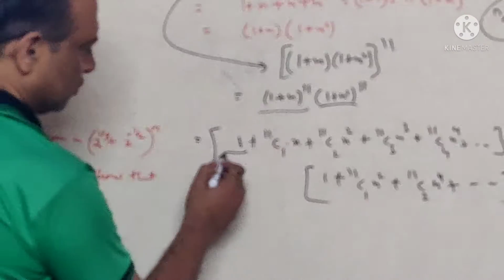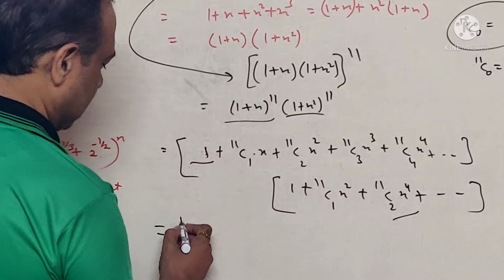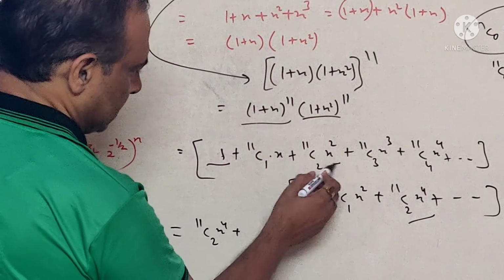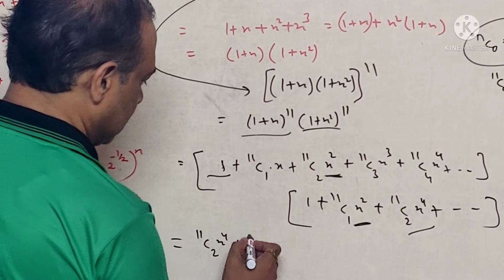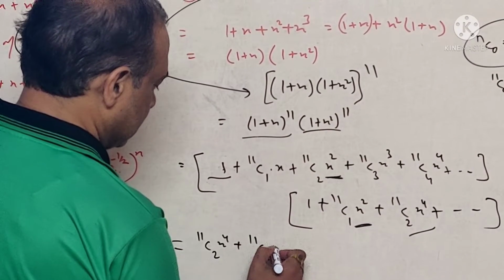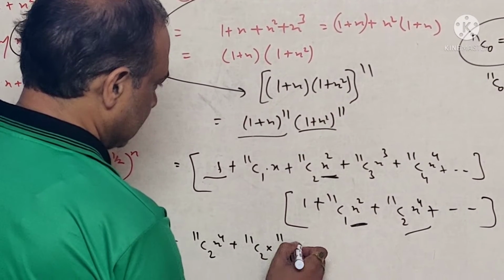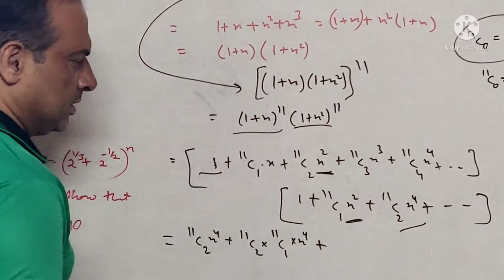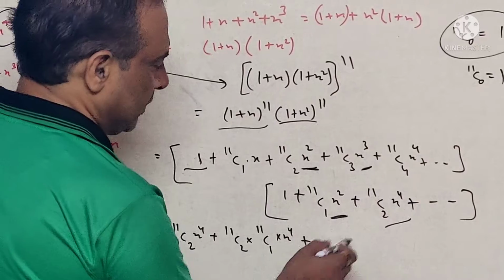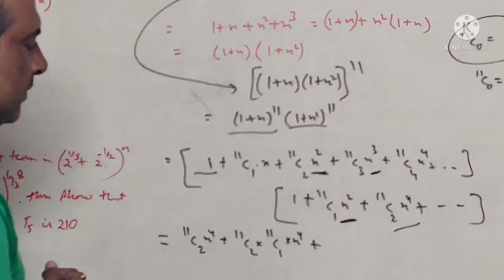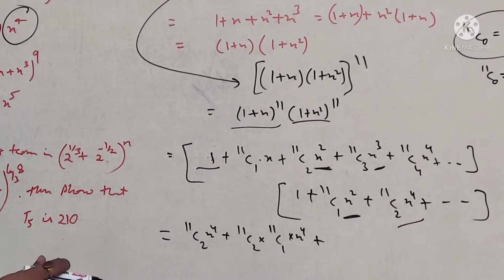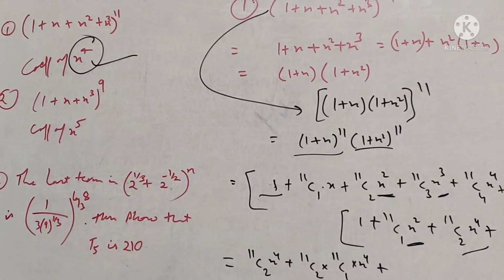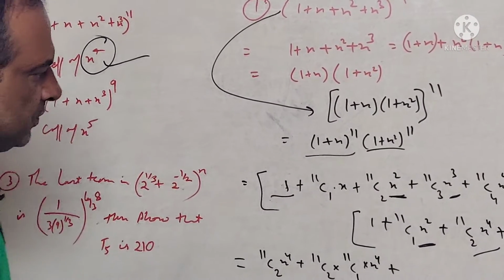When we multiply this one term with this term, you will have 11C2 x raised to power 4 plus, when this term is multiplied by this term, you will have 11C2 into 11C1 into x raised to power 4 plus, there is no need of x cube, because here we need x, because if we multiply x cube by x, then we would have got x power 4. But in this part we are not having any term which is having x in it. Therefore we have to leave this term.